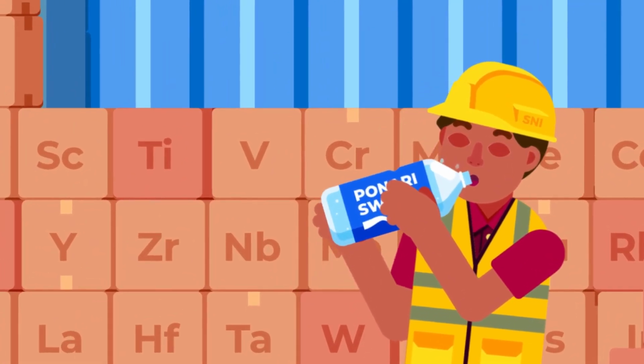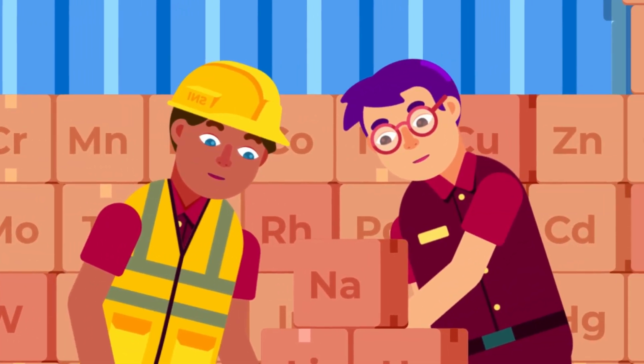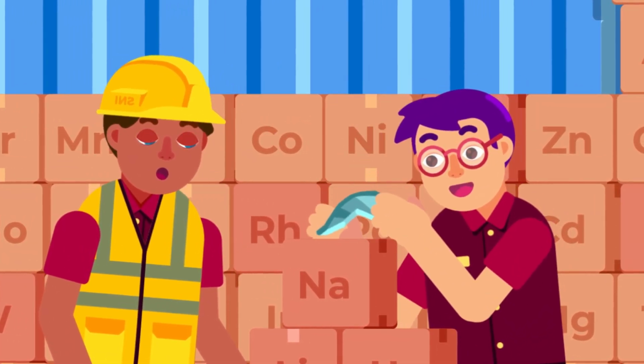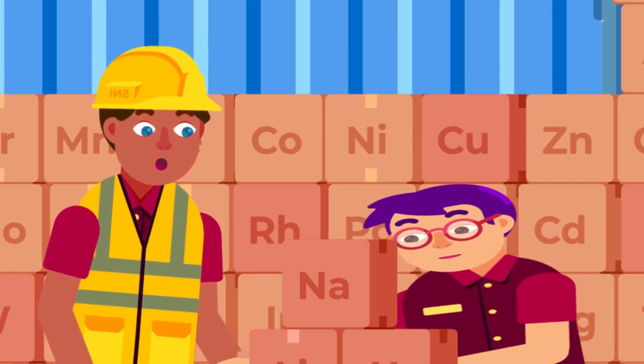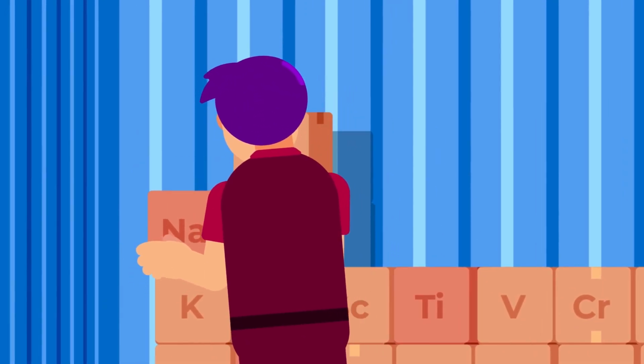They are called alkali because they create an alkali solution when reacting with water. Alkali metals are shiny, soft, and more reactive than the elements in group 2. Both groups reside in the 2 leftmost columns of the periodic table.